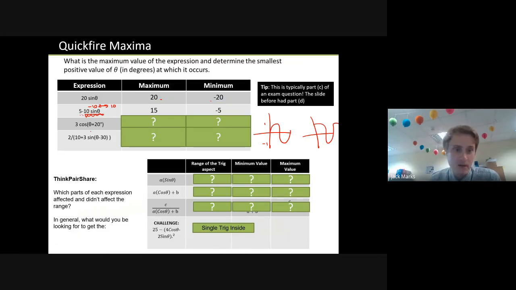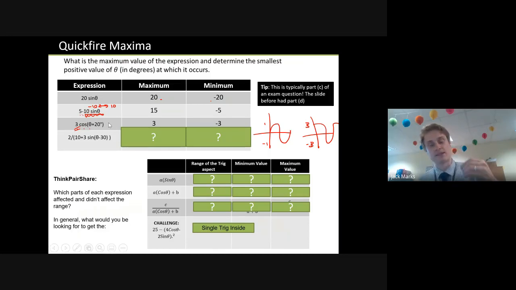Okay, let's do another one. 3 cos of theta plus 20. Which parts here affect and do not affect the range of values? Remember, the range for a cos graph is normally 1 to -1. Well, the 3 is the only thing that affects it. So it will go between 3 and -3. The plus 20 does not impact the range. It impacts when the maximum and minimum happens.